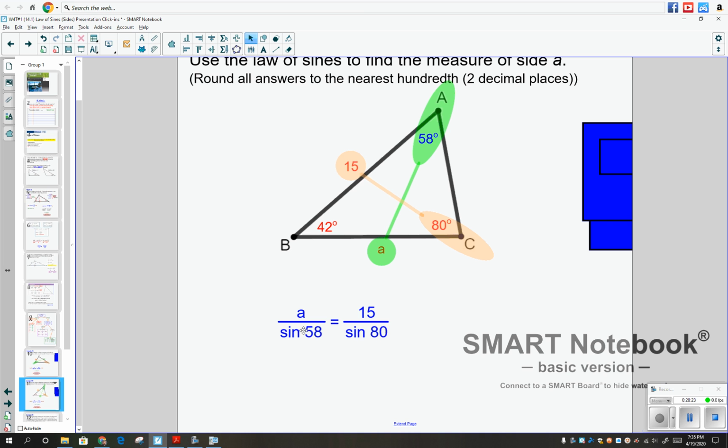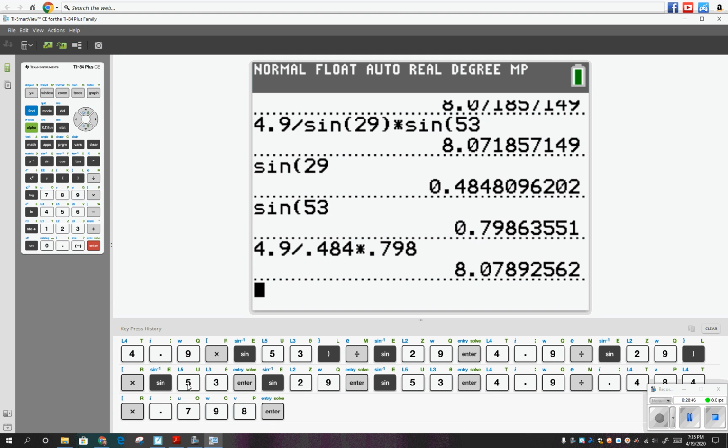Well, now I got to solve it. I want to get A by itself. That means I got to get rid of sine of 58. Well, to do that, I'm going to multiply both sides by sine of 58. They will cancel out on the left side, which means I'm only left with A. A equals what? 15 divided by sine of 80 times sine of 58. Let's type that into my calculator.